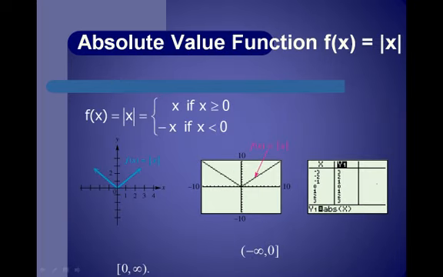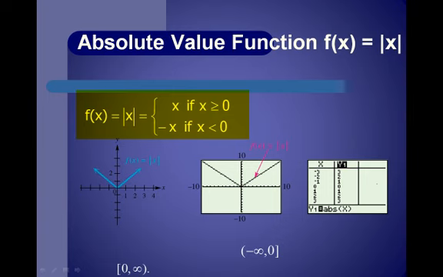The fourth function is the absolute value function. F of x is equal to the absolute value of x. Now the definition of absolute value as a function says f of x is equal to x if x is greater than or equal to 0, and it's equal to negative x if x is less than 0.